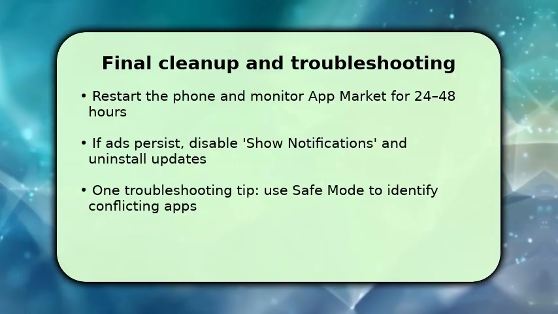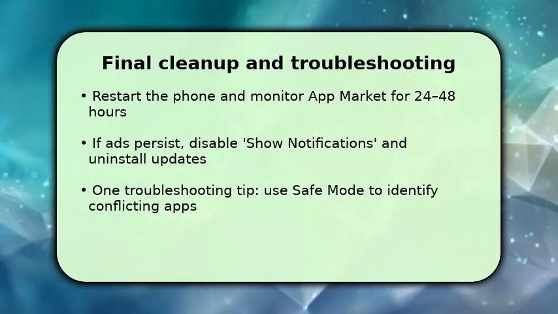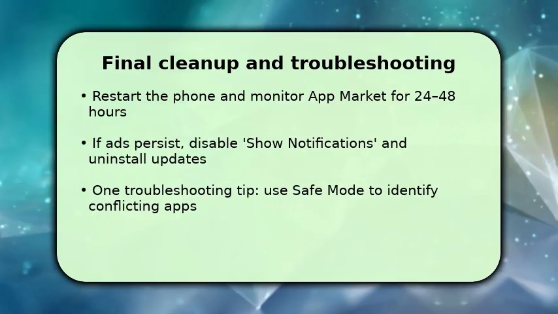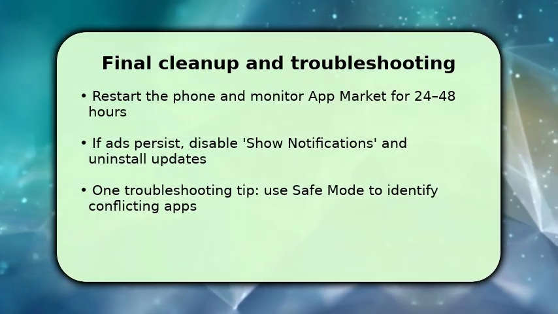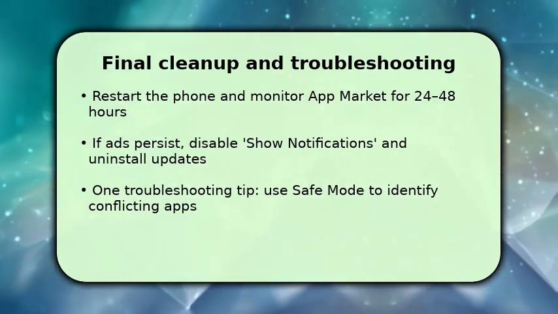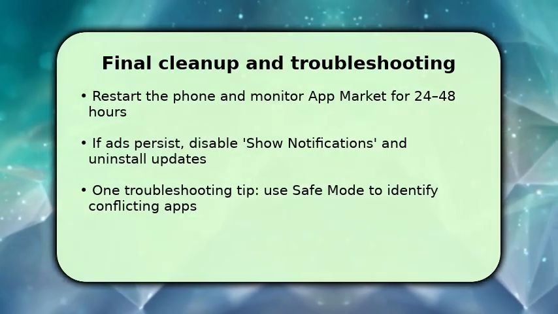If ads persist, turn off Show Notifications for the App Market or uninstall updates to revert to a default app state, then update selectively. If problems continue, use Safe Mode to check for third-party apps reintroducing ads. This helps you identify and remove the offending app. Make sure to re-enable battery optimizers afterward.